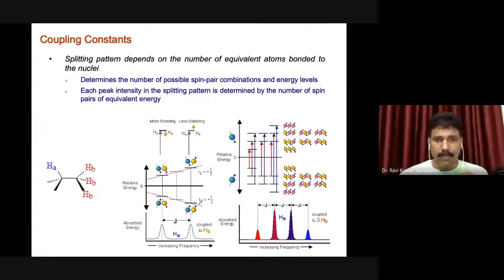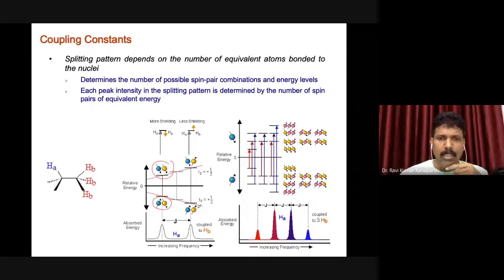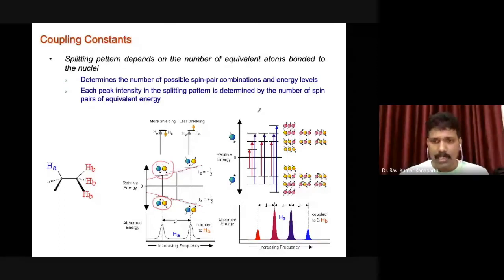In the case of two nuclei, this is very straightforward. You can see that the blue one or greenish one is pointing upward, while the other one is pointing downward. In this case, both are down, so this is the beta beta state. This is the alpha beta state, and this is another, where both are in the other state. The transitions are possible between these, and as a result, we get two different peaks. That is the explanation I gave you on the previous slide also. We are not very interested in that, because that is such a simple system.